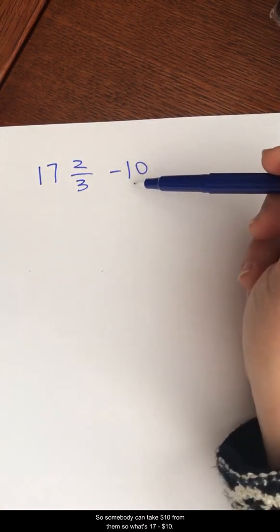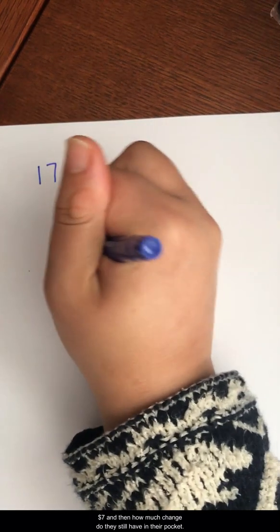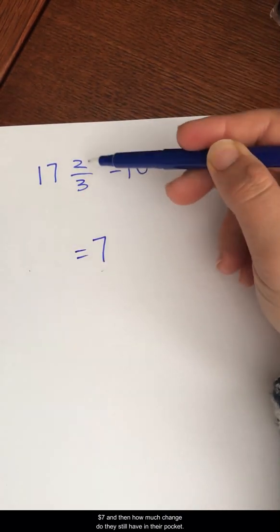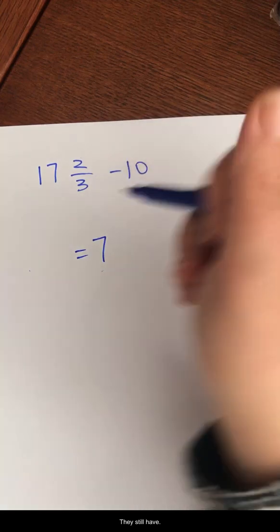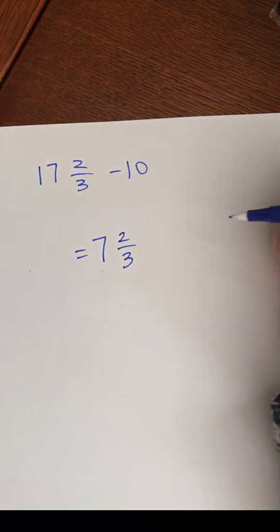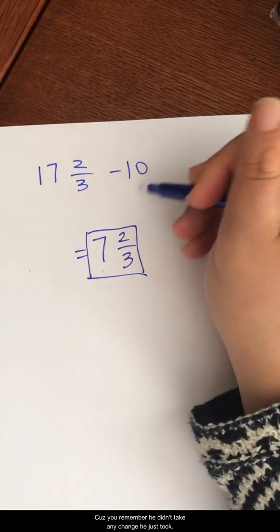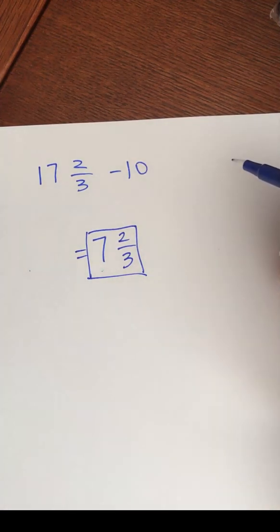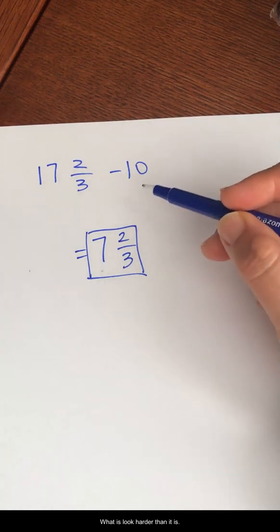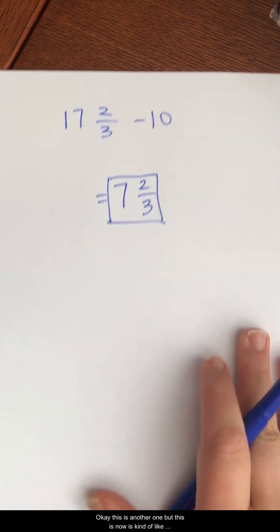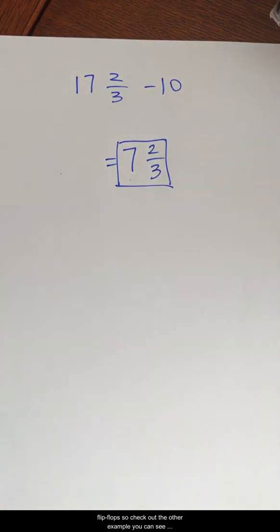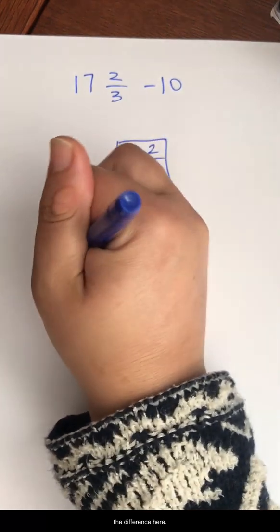So what's 17 minus $10? $7. And then how much change do they still have in their pocket? They still have 66 cents in their pocket. Because remember, he didn't take any change. He just took dollars. So this looks harder than it is. Make sense? Okay, this is another one, but now it's kind of flip-flopped. So check out this other example and you can see the difference here.